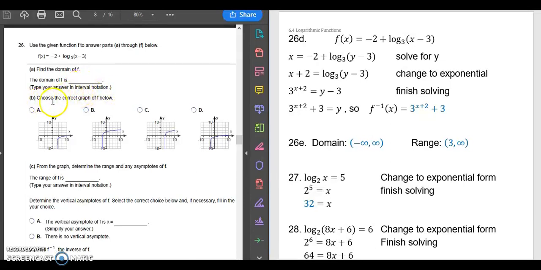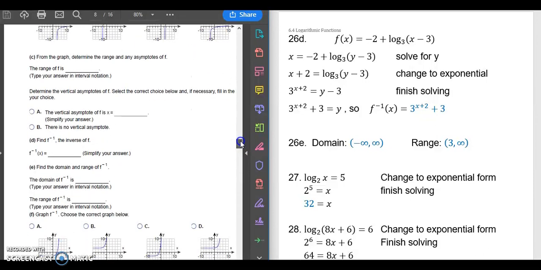Now for part B, it says choose the graph of the function below. We're looking for a function that is shifted down 2 units and is going to be shifted to the right 3 units. So shifted down 2 and to the right 3. It looks like answer choice A is the one that we will go with in this case. So we're going to choose answer choice A.